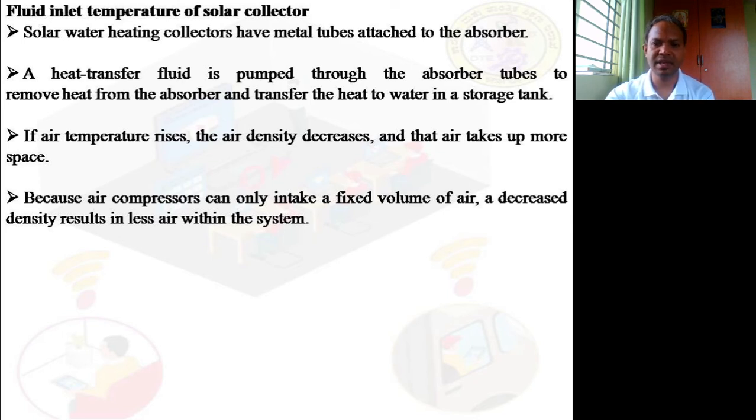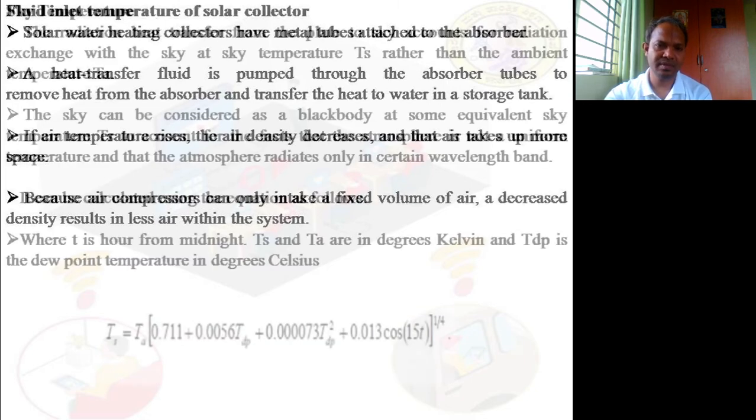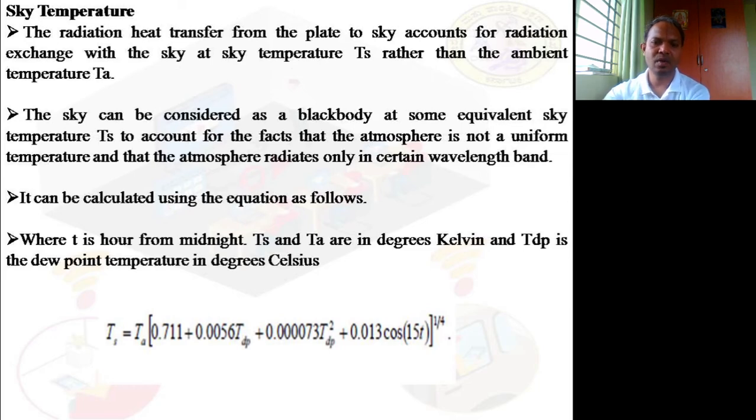Because the air compressors can only intake a fixed volume of air, a decreased density results in less air within the system. Now let me come to the important topic of sky angles. The sky angle is one important factor that decides the amount of top losses which happen by convection and radiation.